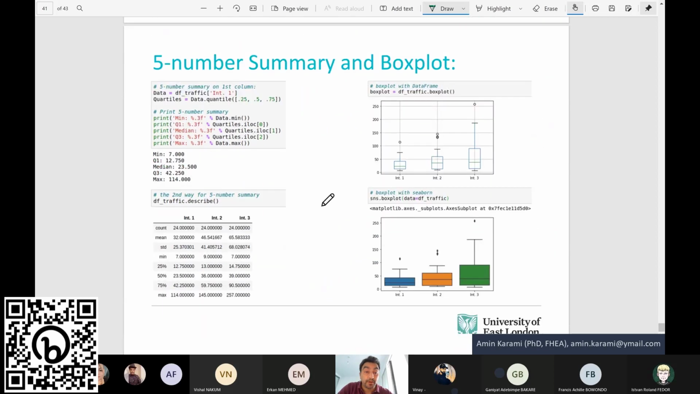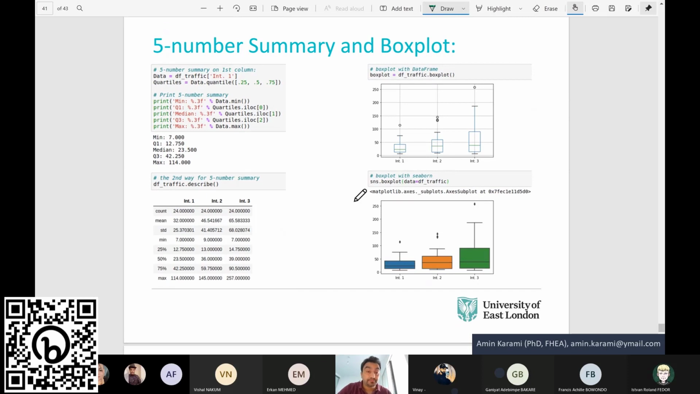So how to use it with Python? For the 5-number summary, as I said, minimum value, maximum value, and then here you have to calculate the quantile of 25, 50, and 75. So we put them all together in this variable called quartile. This is just for column 1, intersection 1. And then quartile iloc. Once you calculate this, quartile will give you 3 values. The first index is 25%, the second index 50%, and the third index 75%, and you can simply find out the 5-number summary. So this is the numerical result.